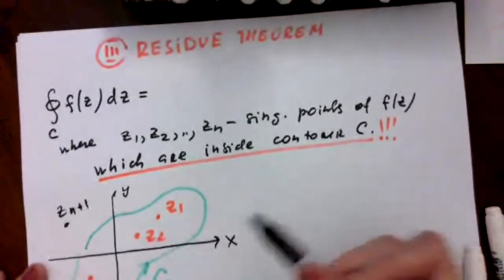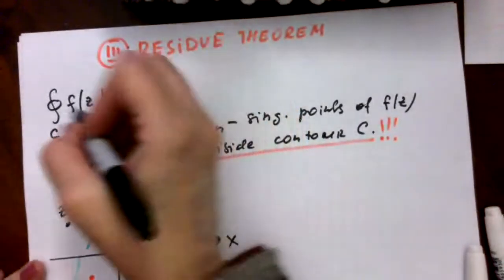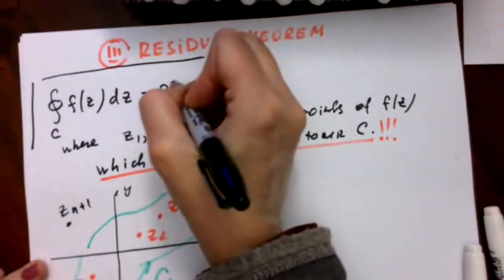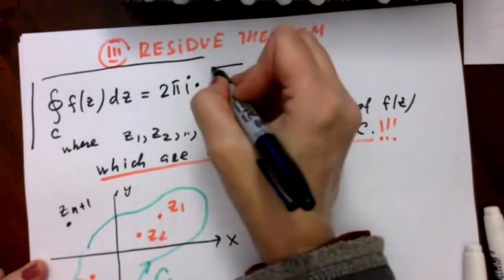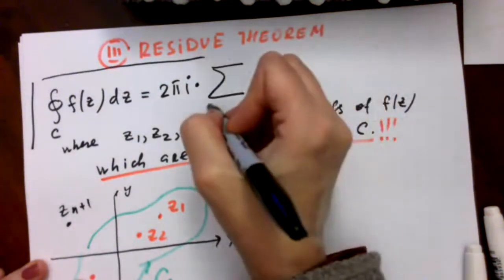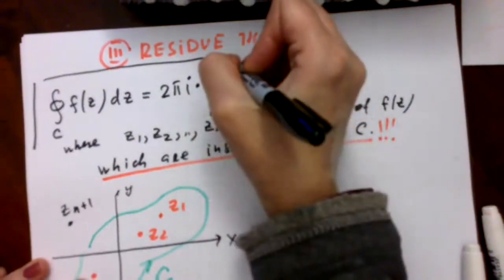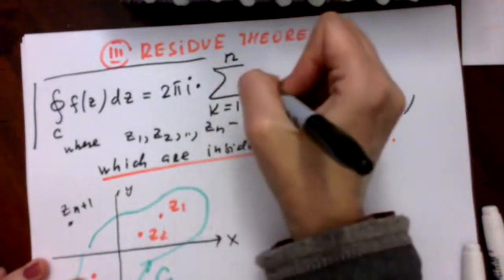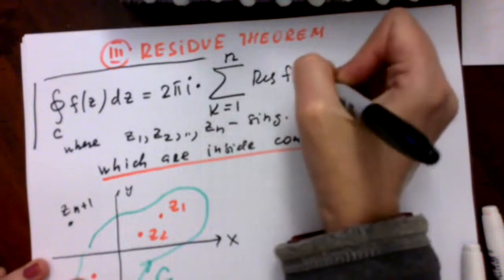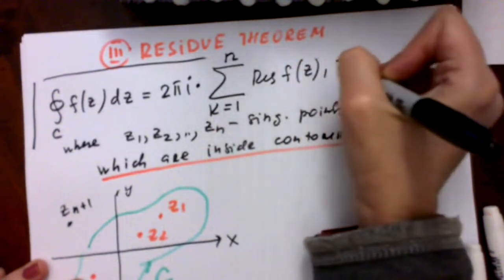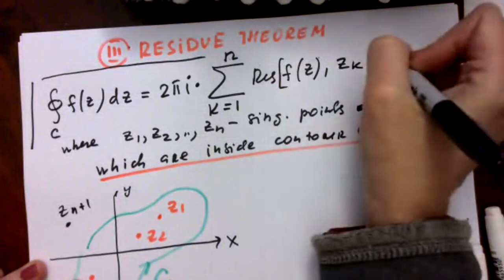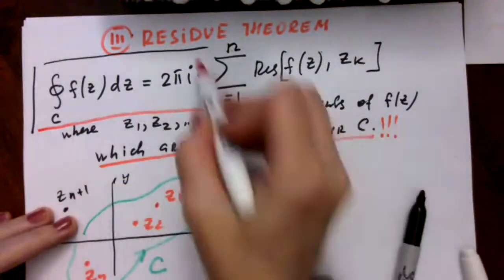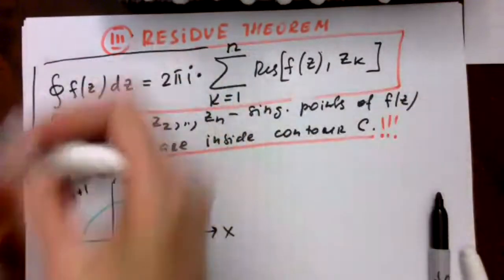Okay, and so what next, you might ask. The next is that in this case, your integral is equal to 2 pi i times the sum, let's denote it as the sum from k to n, where n is the number of points which are inside the contour, of the residues of our function at these points zk. Maybe it's better to write it like this. Very beautiful formula, very easy to memorize.